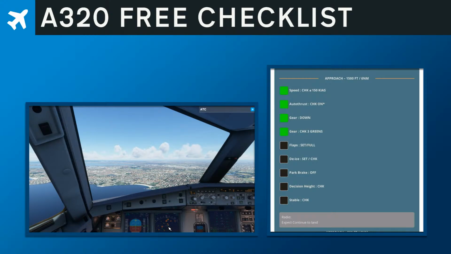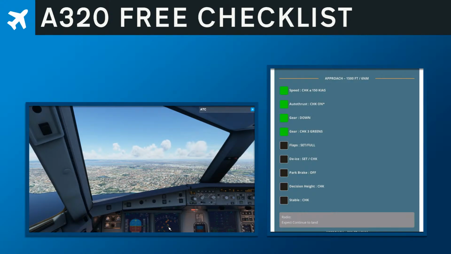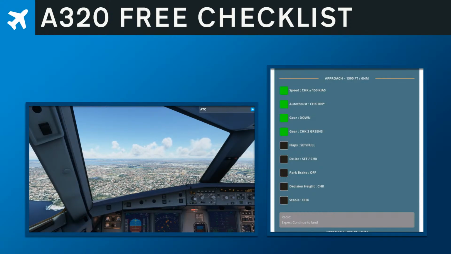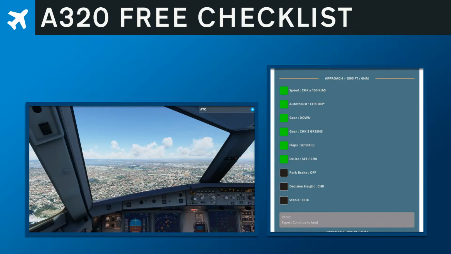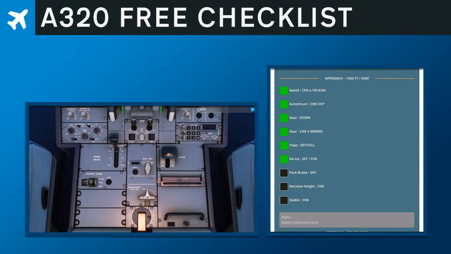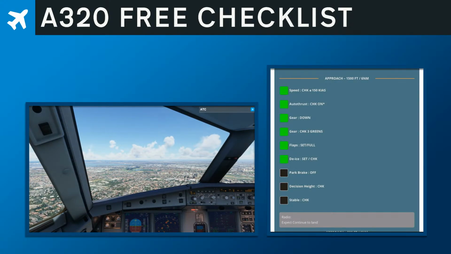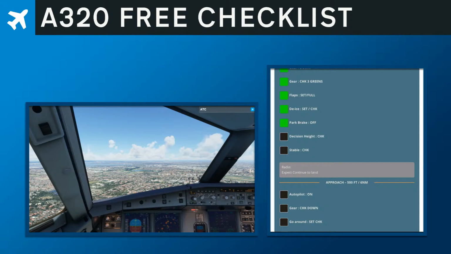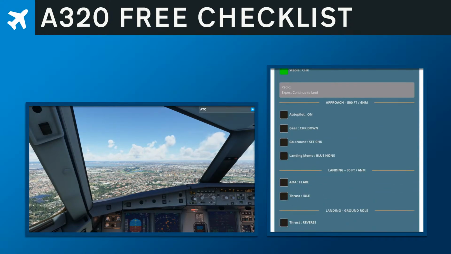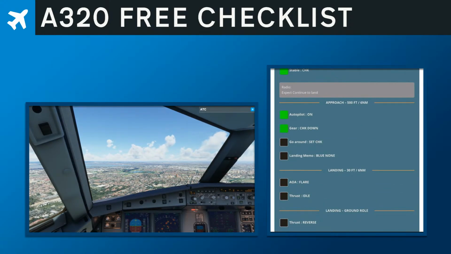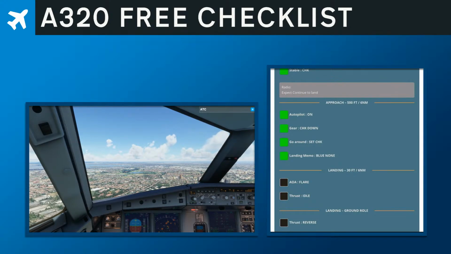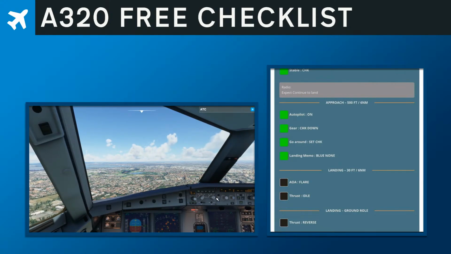Five miles to run. Last stage of flap. Flaps full, de-ice. Park brake is off. Let's just check. Park brake is off. Decision height. Stable approach. Autopilot's on. Gear down check. Go-around set. Landing memo. No blue.